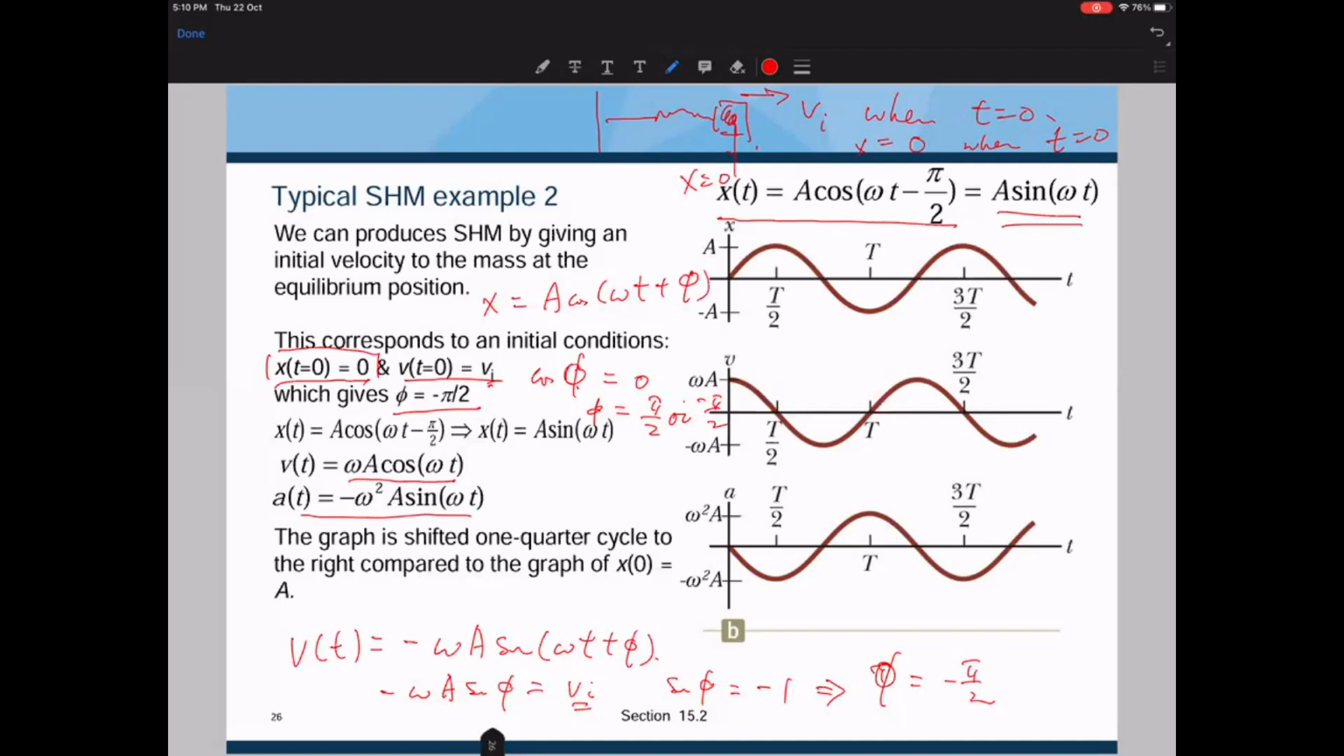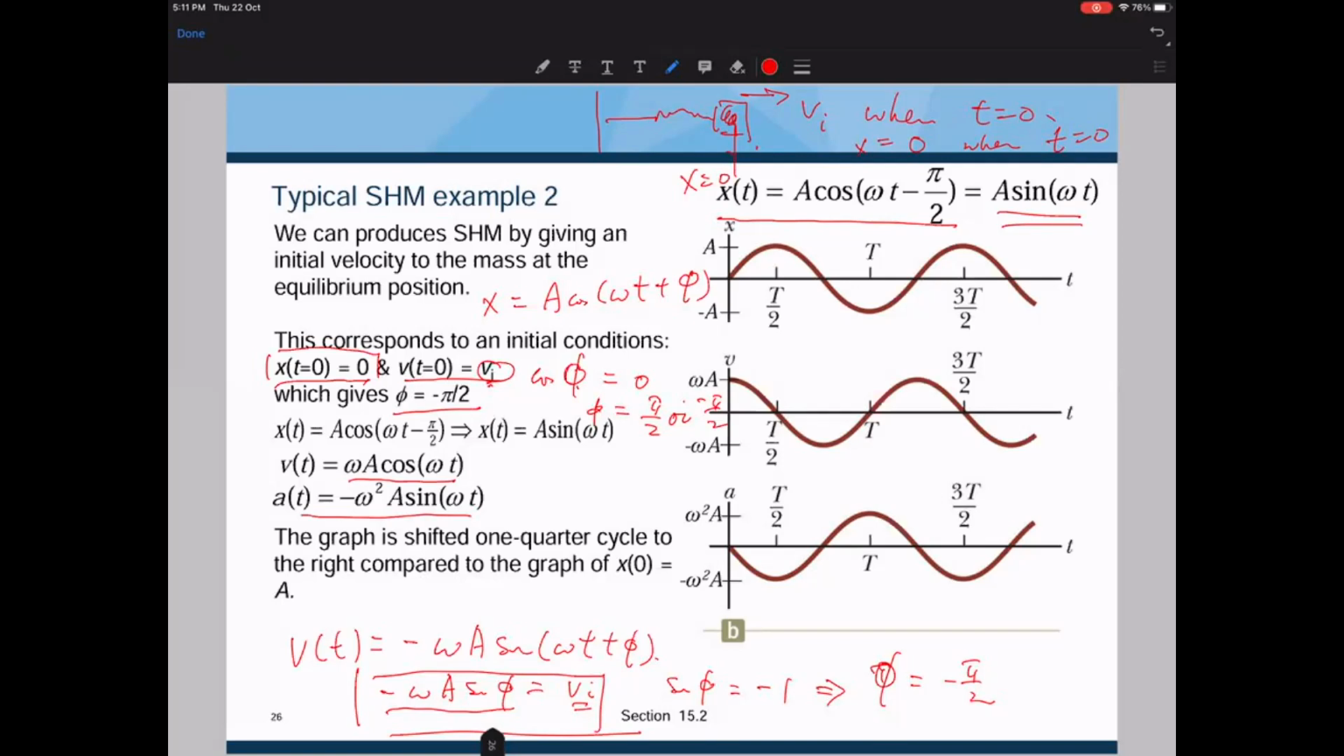Once again, if you try to put plus pi over 2, the equation at here does not add up, because vi is moving in a positive direction. vi is positive. So we are setting it up to have a positive value. So therefore, the left-hand side must be positive, meaning that sine phi must be negative. And so phi has to be negative. So that is the idea for the second example.